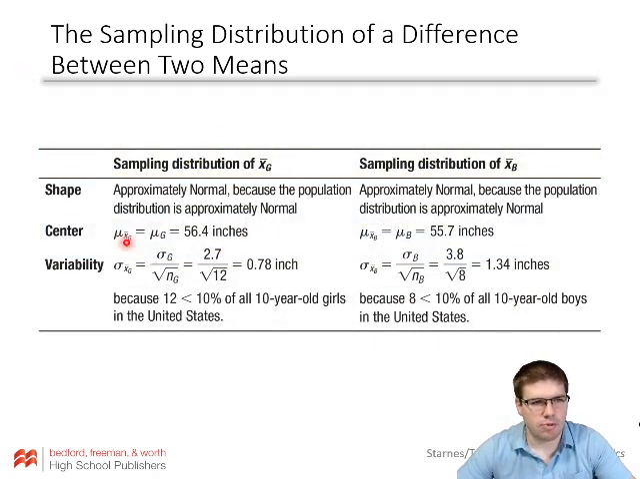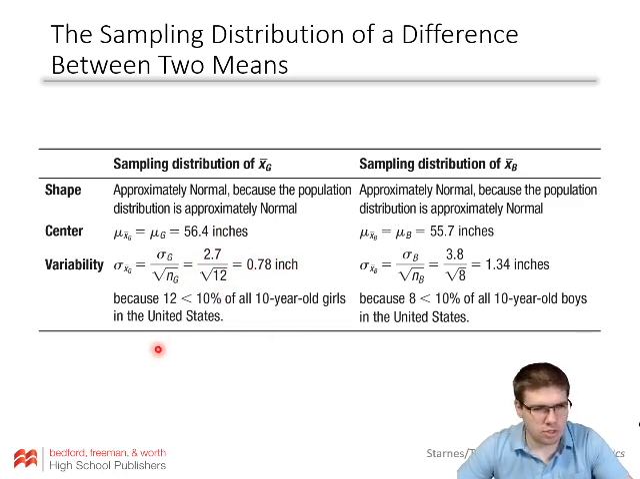So the sampling distribution for the girls would be approximately normal because the population distribution was approximately normal. Even though we have a small sample size, remember that's another way we can reach approximate normality. But the population was approximately normal, so we're good. The center would be at the same average for the girls, so mu sub x bar would be the same as mu sub g, which is 56.4. The standard deviation, well, that goes down based on the sample size. So that's sigma over root n, and so 2.7 over square root of 12 gives us that variability.